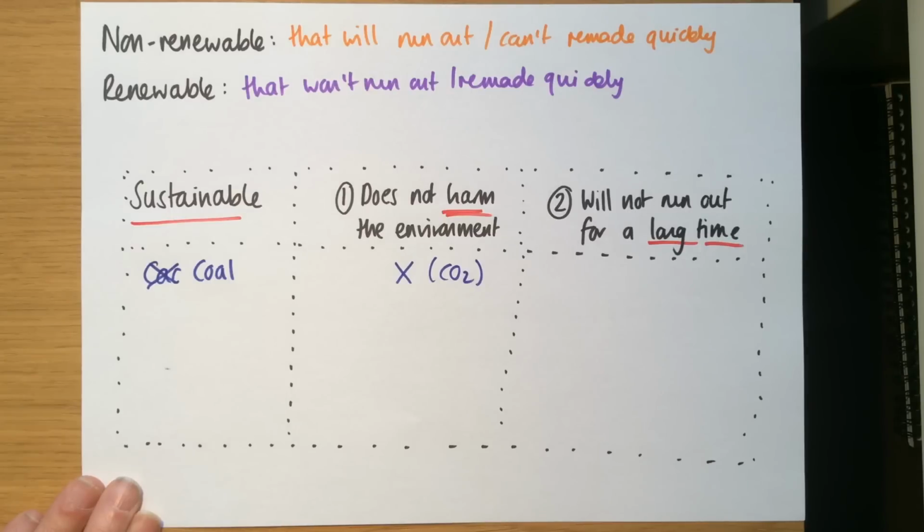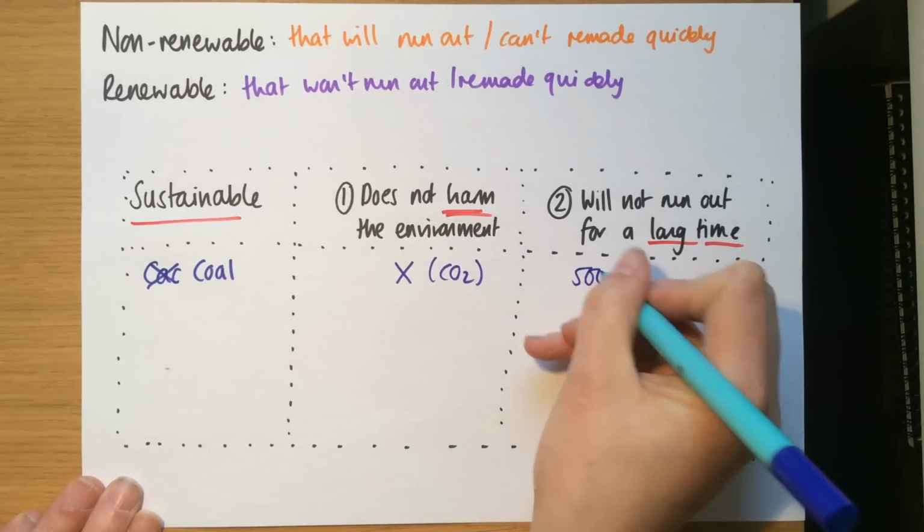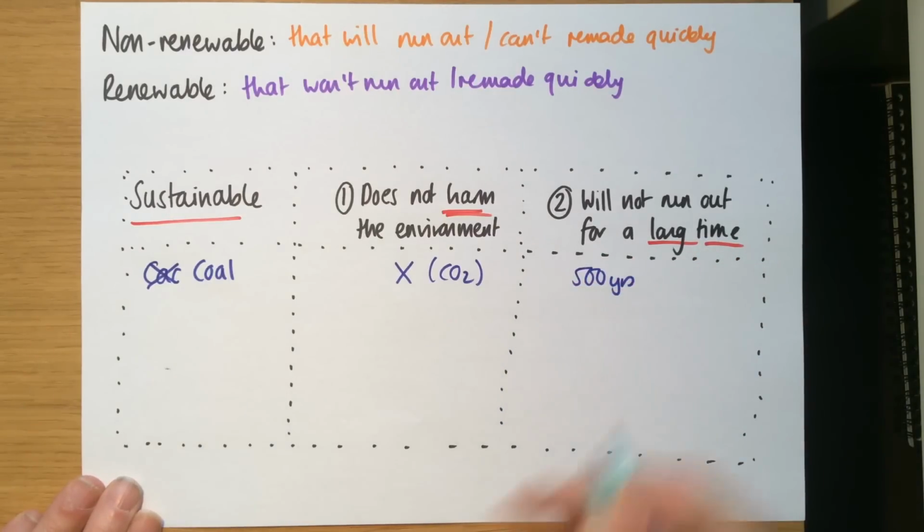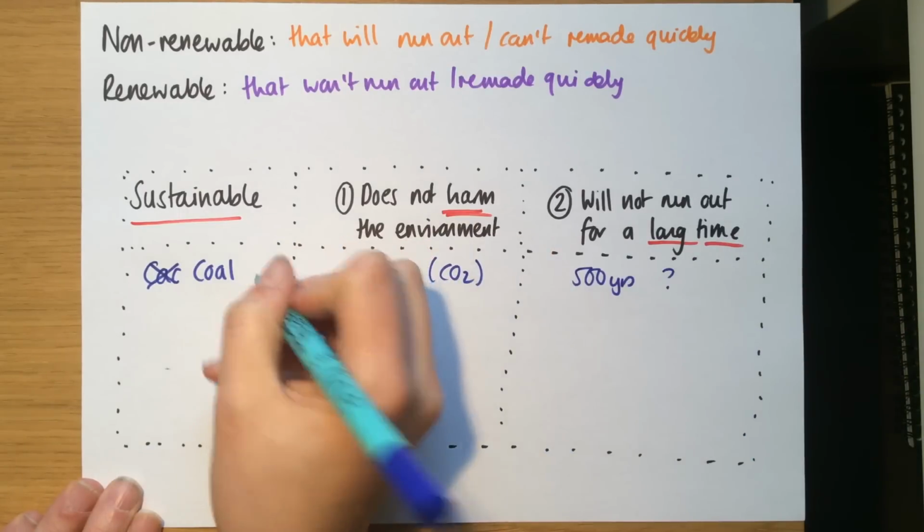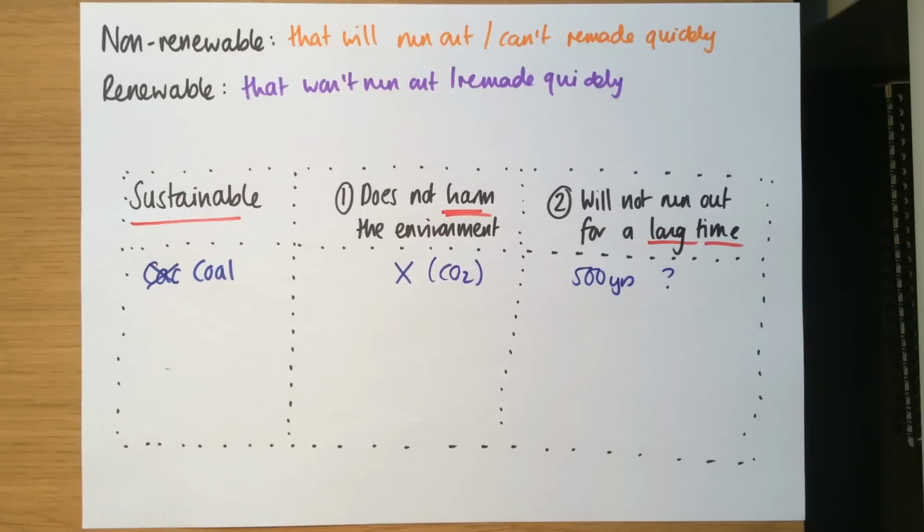It will not run out for a long time. It's going to run out in about 500 years, we reckon, according to current estimates. So I'm going to put that as a question mark. It's quite a long time away. We might think of something different before then. But overall, coal is not sustainable because it harms the environment.